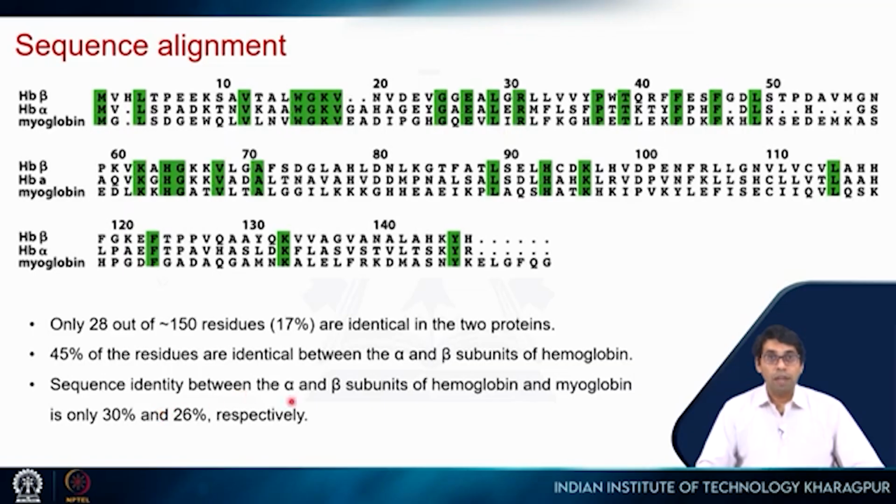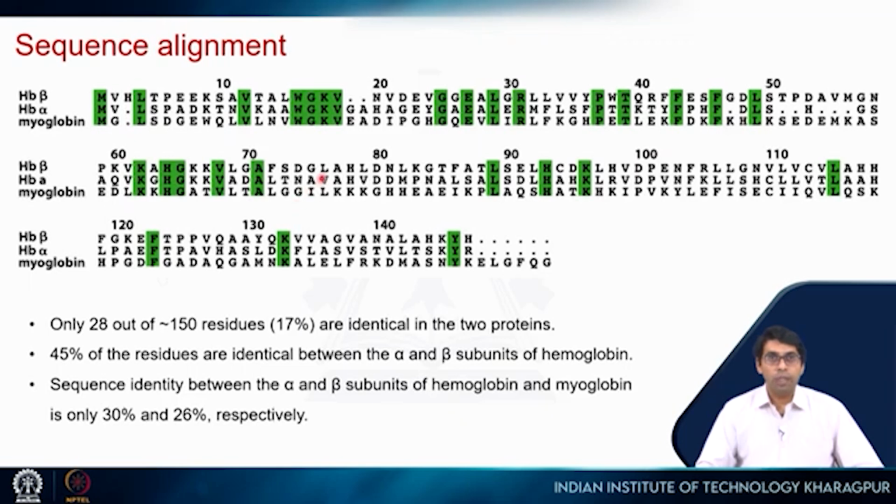Sequence identity between the alpha and beta subunits of hemoglobin and myoglobin is only 30% and 26% respectively, which means that if I remove beta and just look at alpha and myoglobin, that will be 30%. If I remove alpha and look at beta and myoglobin, that will be 26%. Okay. So, the best that we see is 45% sequence identity. So, we also have to look at something else apart from identical residues, and that is called similarity.